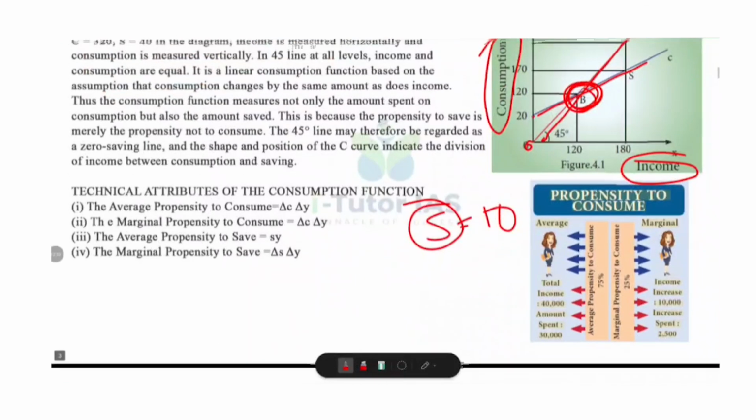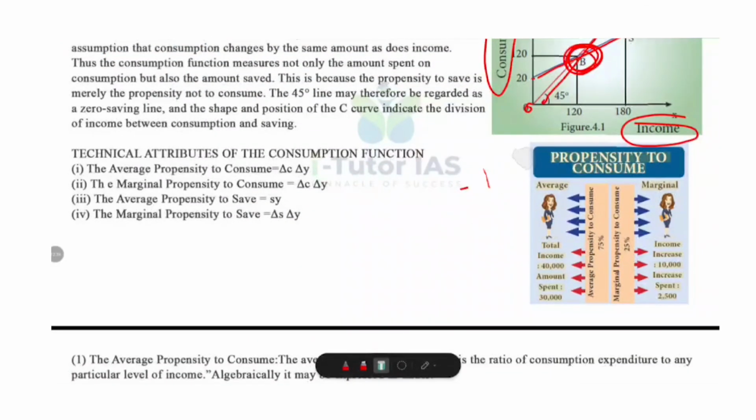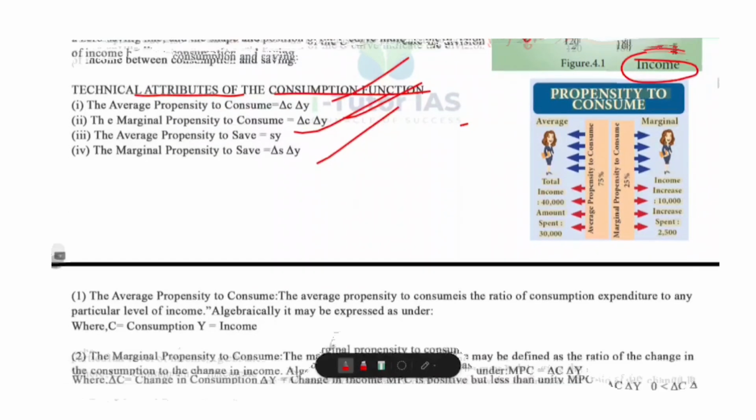Okay, now let's move to the next part. Technical attributes of the consumption function. What are those technical attributes? Average propensity to consume, marginal propensity to consume, average propensity to save, and marginal propensity to save. Let's look at them one by one.